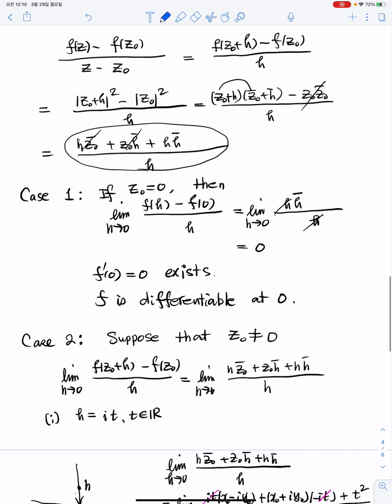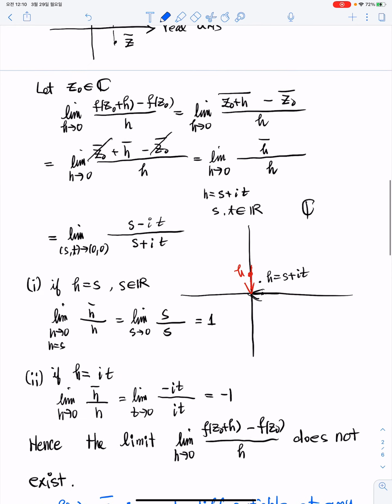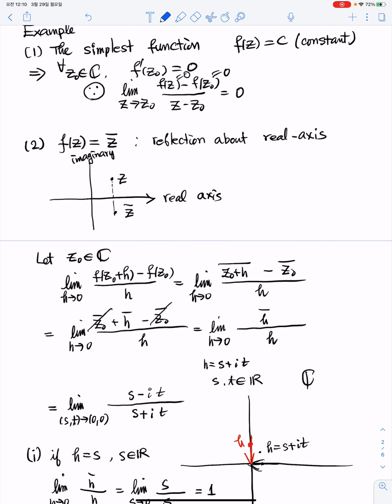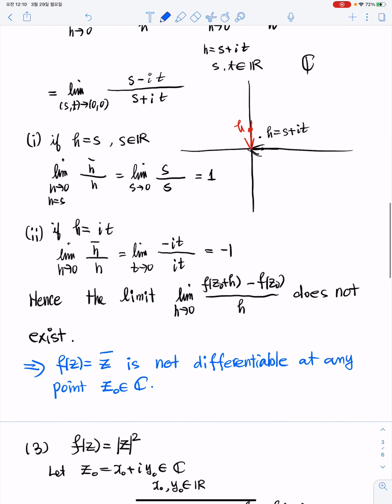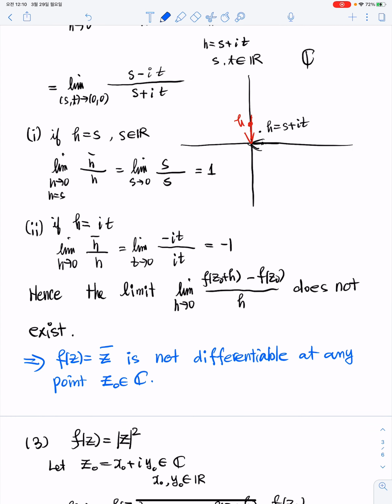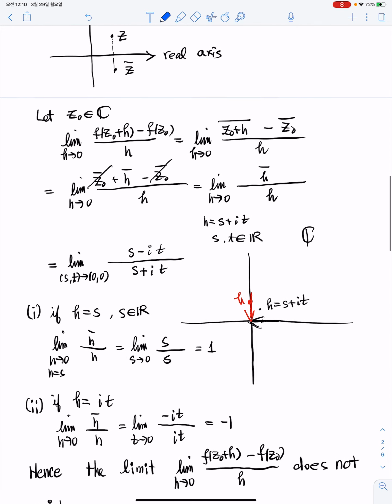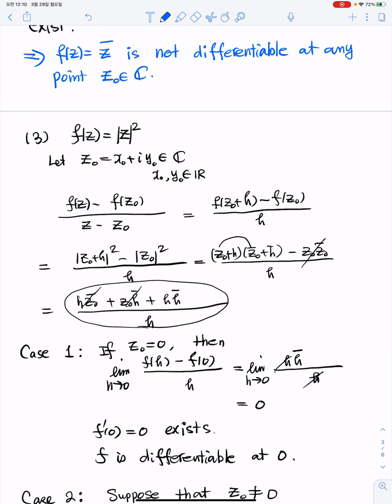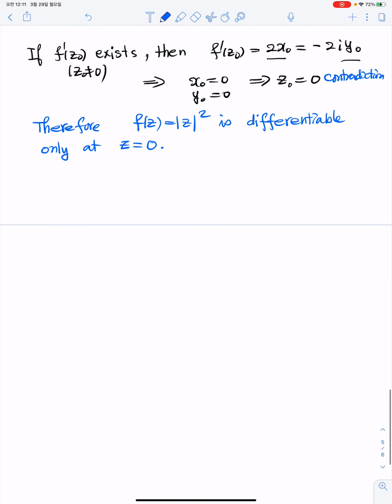So we have a couple of examples. One simplistic example is the constant function, whose derivative equals 0. The reflection function, the conjugate, is not differentiable at any point. And then f of z equals modulus of z squared is differentiable only at z equals 0.